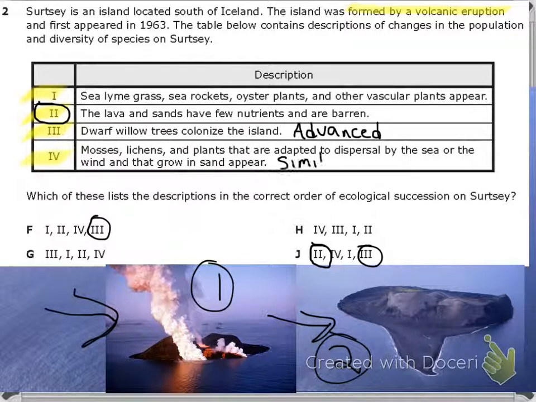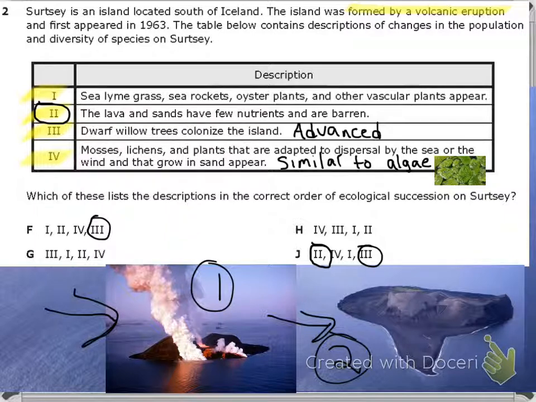or order of things and what they probably are. We know that mosses, lichen, and plants that are adapted to dispersal by sea and so on, they're very simple. They're simple and they're similar to algae. And if you've ever seen algae, it's almost like slimy, grassy stuff like that. It's not the same thing, but it is very simple like that, okay? So also we notice that it says dispersal by sea or land. In other words, it gets places by floating in the sea or getting blown around by the wind. So that's probably the first thing that actually populated the island before anything else.